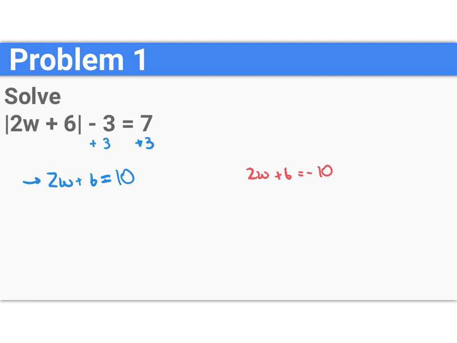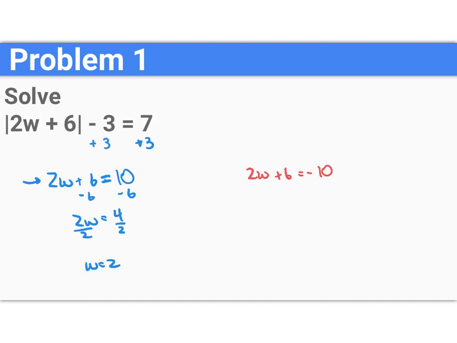So let's solve the one on the left first. Subtract 6 from both sides. 2w equals 4. Divide by 2. W equals 2. 2 times 2 is 4, plus 6 is 10. 10 minus 3 becomes 7, so that works.